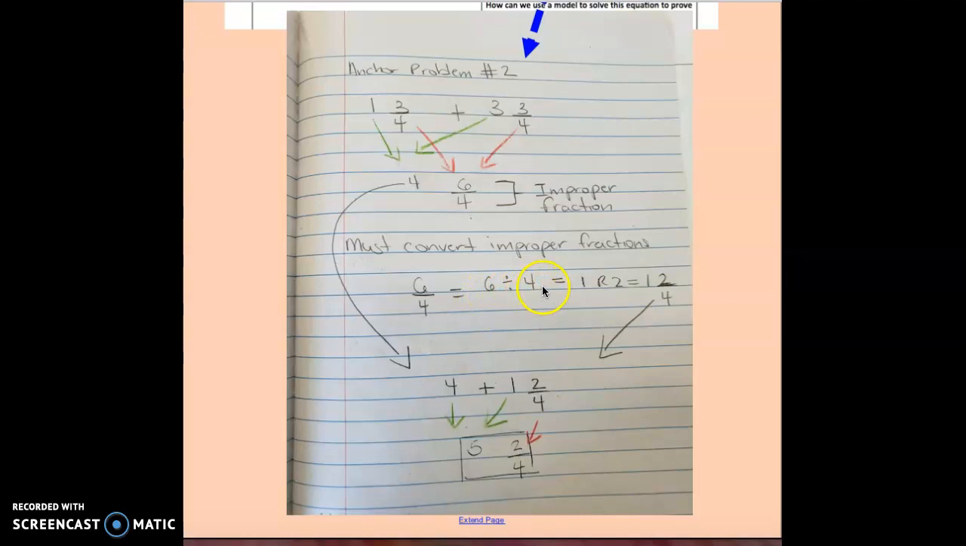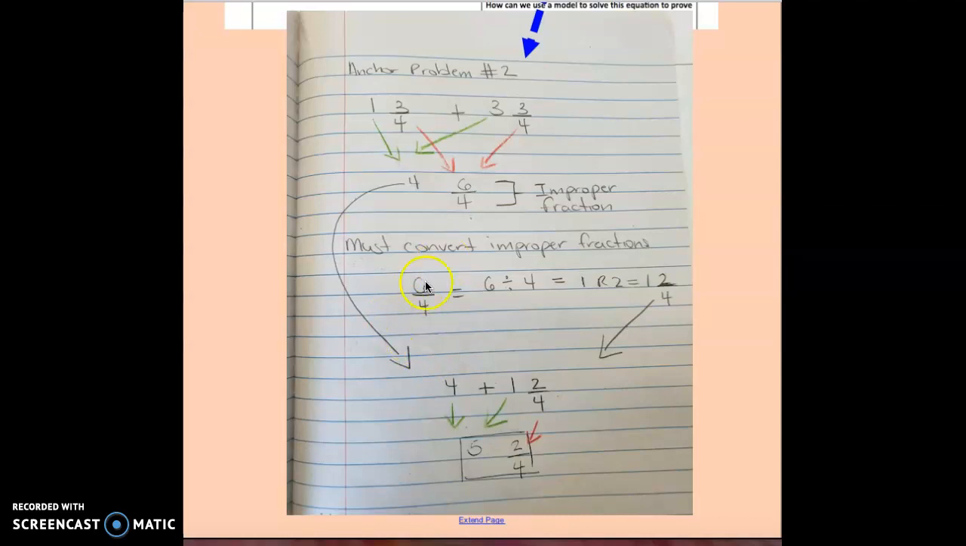So 6 divided by 4 is equal to 1 with a remainder of 2. And the 1 will be our whole number, and the 2 will be the numerator of our fraction. And then we carry over the same denominator that we've been using all along of 4. So the mixed number is now 1 2/4. So the improper fraction of 6/4 converts to 1 2/4.